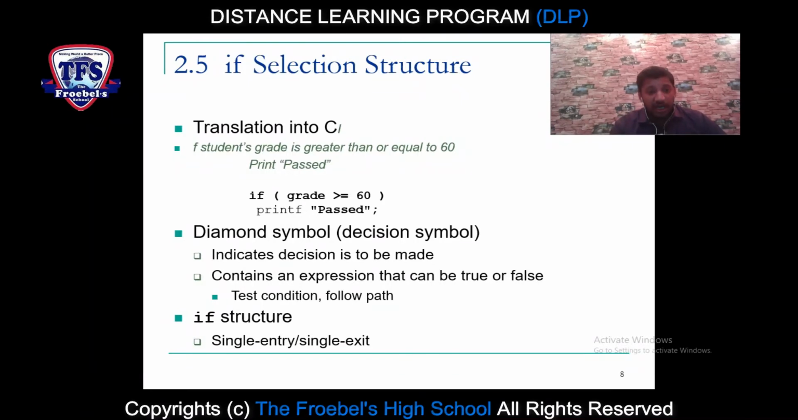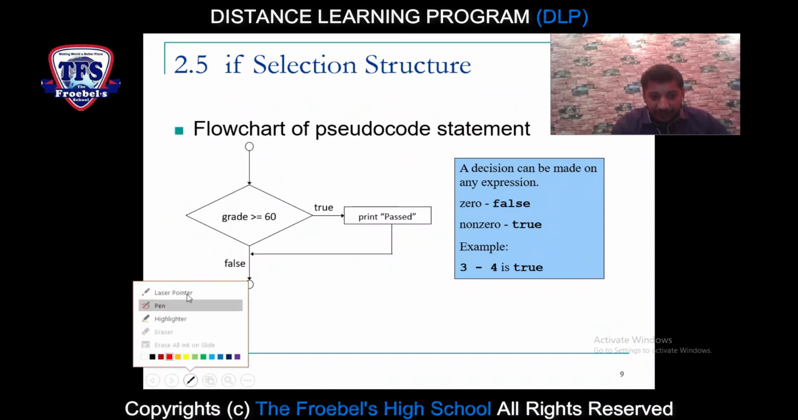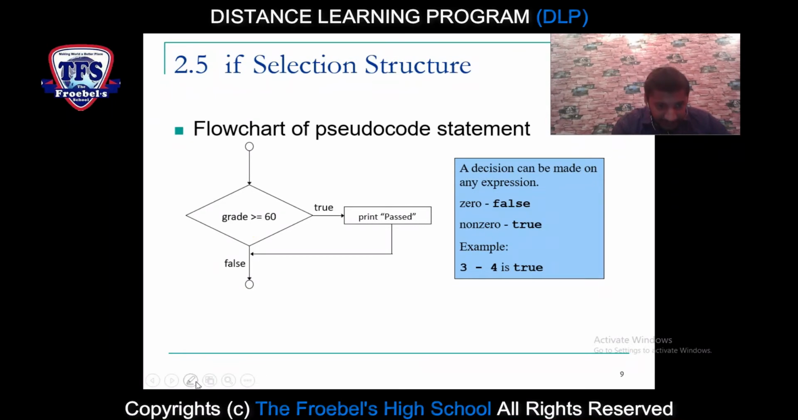In a flowchart, the diamond symbol is used to represent conditions. It contains an expression that can be either true or false. The if structure is a single entry, single exit structure, right? Now here is a flowchart example of that pseudocode statement. If we have grade greater than or equal to 60, then you can understand it more easily.